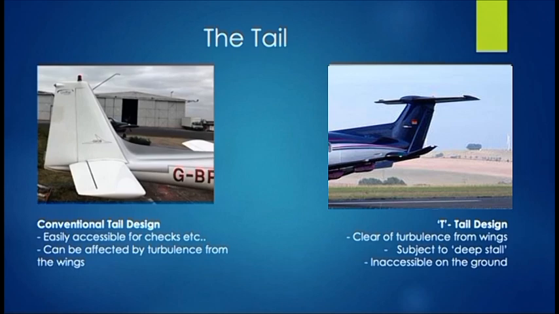There are also T-tail designs where the horizontal stabilizer is higher up, and that means it's clear of that turbulence, so it's slightly smoother to control. However, it's inaccessible on the ground, so it's harder to check for damage on the pre-flights, and also a high T-tail design is susceptible to a steep stall, which is talked about in Principles of Flight.